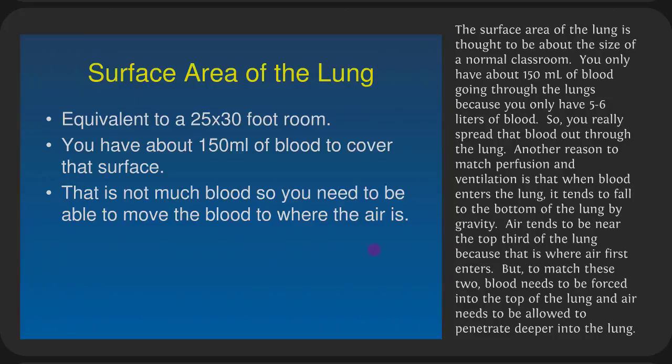The surface area of the lung is thought to be about the size of a normal classroom. You only have about 150 milliliters of blood going through the lungs because you only have 5 to 6 liters of blood total, so you really need to spread that blood out through the lung. Another reason to match perfusion and ventilation is that when blood enters the lung, it tends to fall to the bottom of the lung by gravity. Air tends to be restricted because it's hard to get air down deep into the lung. It tends to be near the top third of the lung because that's where the air first enters. But to match these two, blood needs to be forced into the top of the lung, and air needs to be allowed to penetrate deeper into the lung.